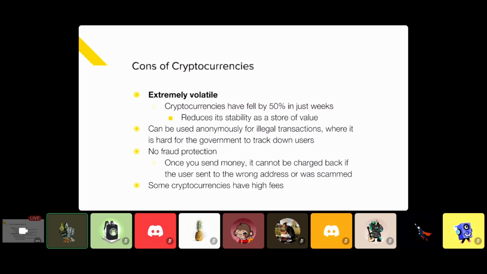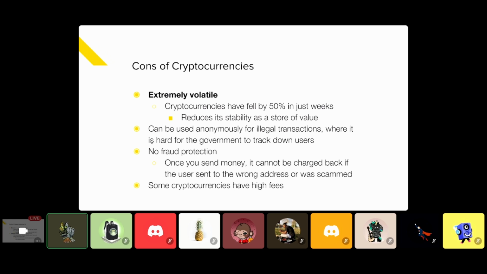Along with this, cryptocurrency can be used for illegal activities because it's not trackable. Since it's just connected to a wallet address, it's not connected to a person's actual name. So criminals can use this to exchange money. Along with this is no fraud protection, because the blockchain is a public thing that's decentralized. There's no government or Bank of America backing it. So if you send money to the wrong address by accident, you can never actually get that money back.